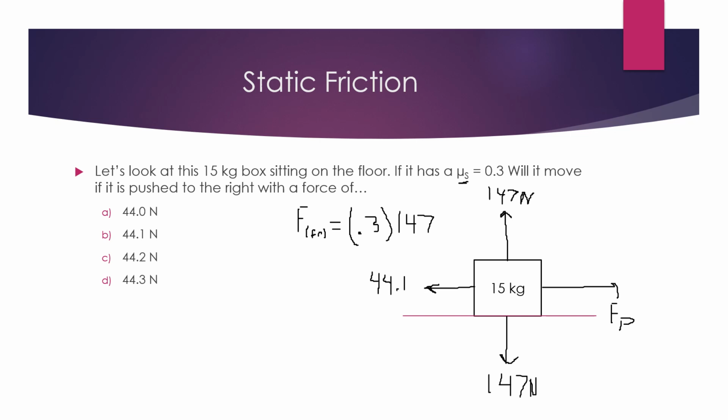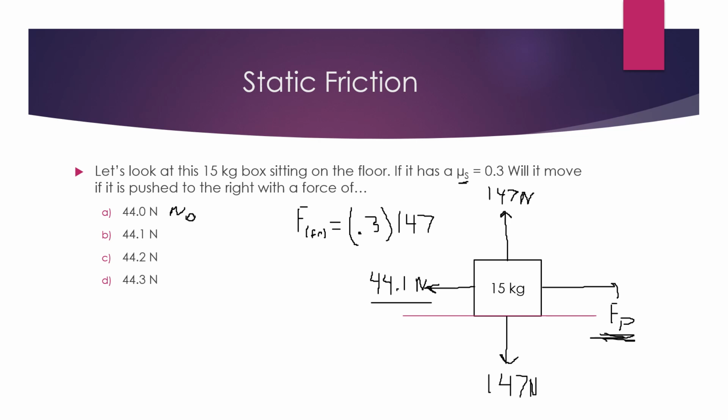So now we know what the friction is. We see the push on the other side. If the push is bigger than the friction, it moves. So if the F of P is 44.0, will it move? Well, is 44.0 bigger than 44.1? No. Then will it move? No. It will not move. What if the force of the push is exactly 44.1? If the force is exactly equal, the friction keeps it still and it doesn't move.